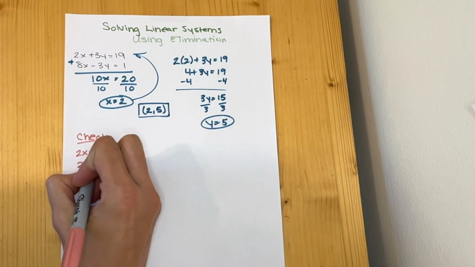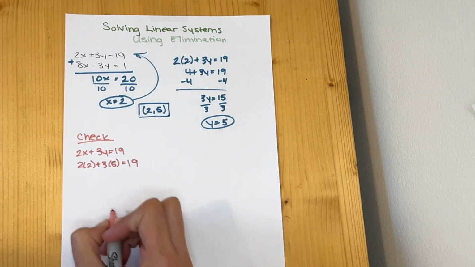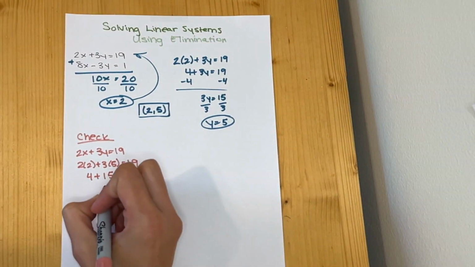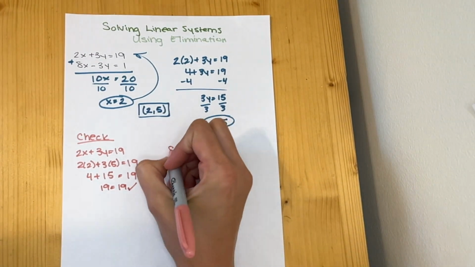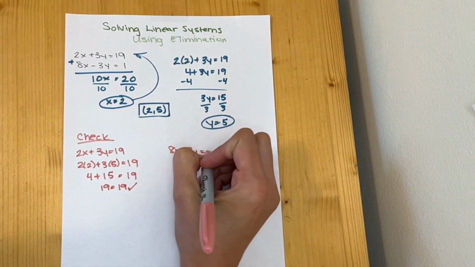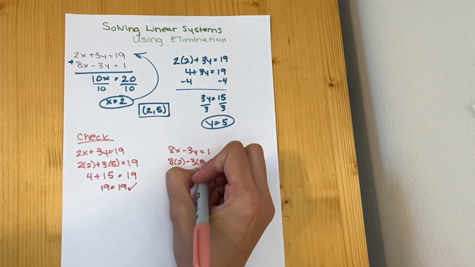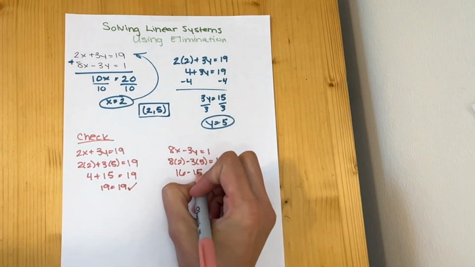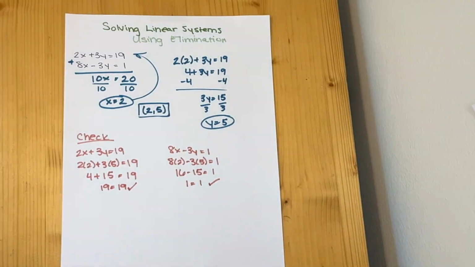So 2 times 2 plus 3 times 5 equals 19. So 4 plus 15 equals 19. And we get 19 equals 19. Check. Now the second equation, the 8x minus 3y equals 1. So 8 times 2 minus 3 times 5 equals 1. We get 16 minus 15 equals 1. 1 equals 1. Check. Perfect.